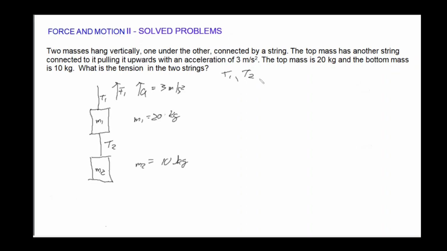Let's do a free body diagram for each of the masses. So for mass 1, we have the tension pulling up, and pulling down, we actually have the weight of both masses, m1 g plus m2 g. And for mass 2, we have T2, and in this case, the only weight pulling down is its own, m2 times g.